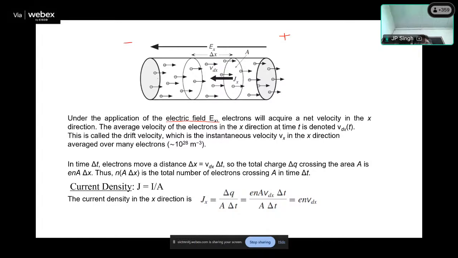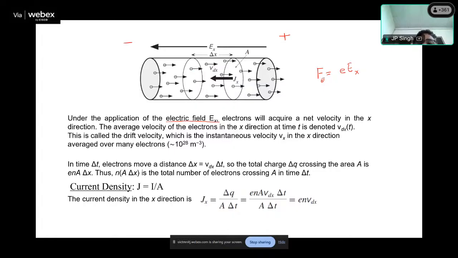What will happen now? Electrons are everywhere in this metal. Immediately, because of the electric field, these electrons will feel some force. Each electron will feel a force, which, because of the electric field, will be simply e times Ex, the field in this direction. This is the force, charge times the electric field, felt immediately by all the electrons.